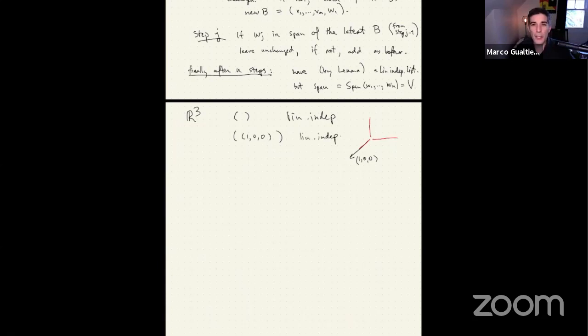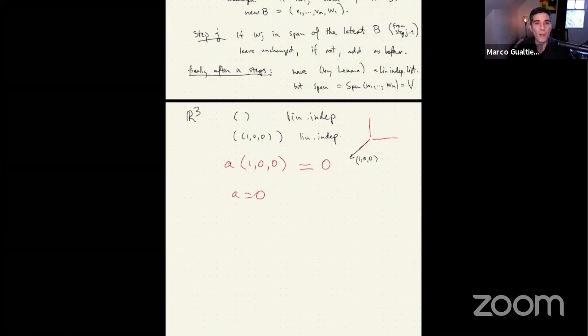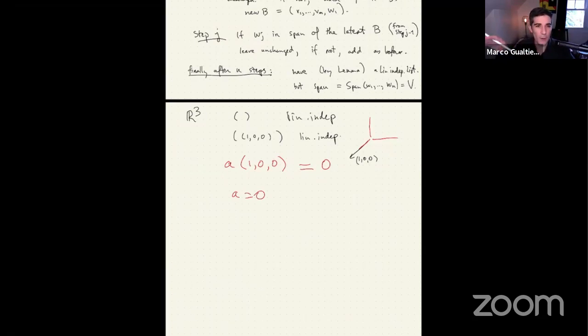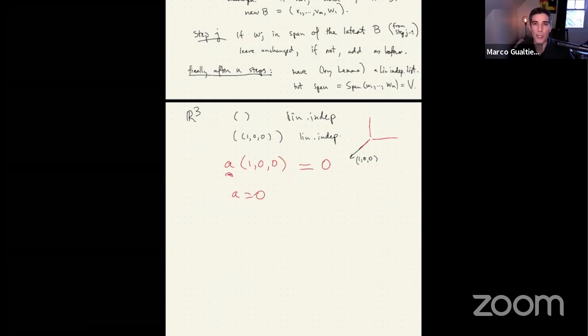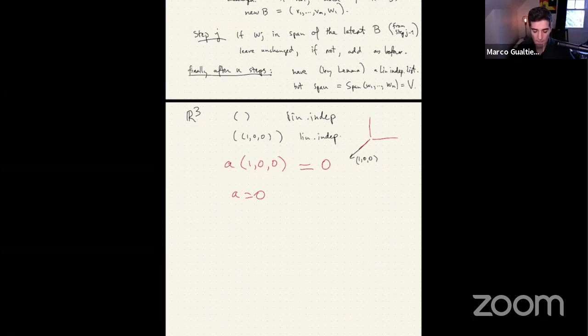Okay, why is it linearly independent? It's because there are no redundancies here. If I take A times 1, 0, 0, and if I have a multiple of 1, 0, 0 which is 0, then A must be 0. So that means that there's no way of taking a non-trivial combination of the vectors which equals 0. Non-trivial here means that the coefficients are not all 0. That's what I mean.